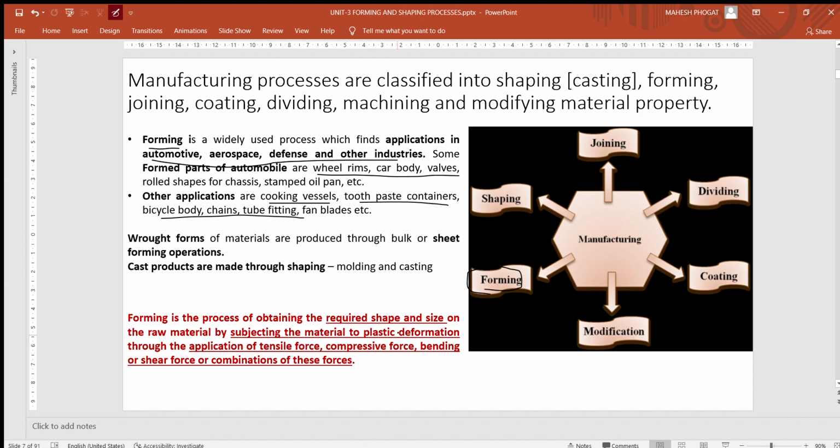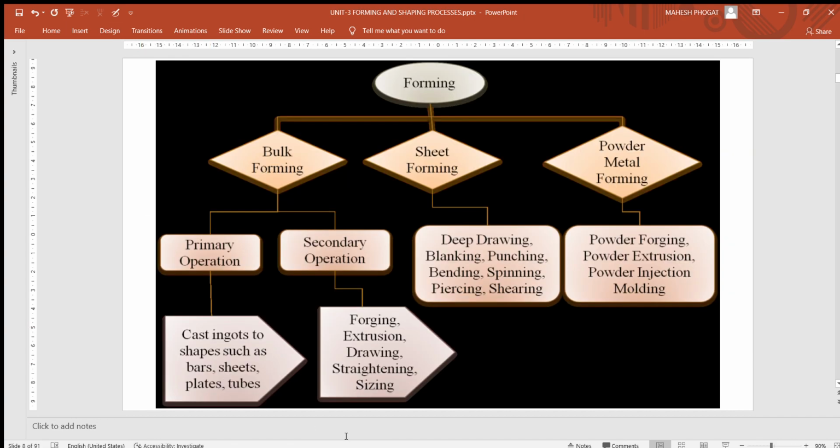So when you apply the force up to the plastic deformation limit, you will get the change in the shape. This whole process is called forming. Here you can see the forming is subcategorized into different parts. There can be bulk forming, sheet forming, and powder metal forming.